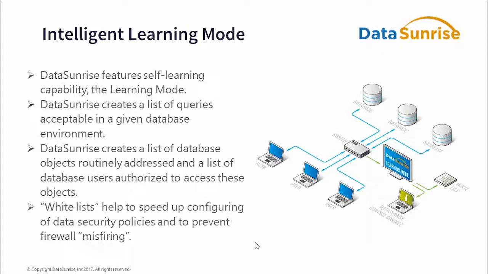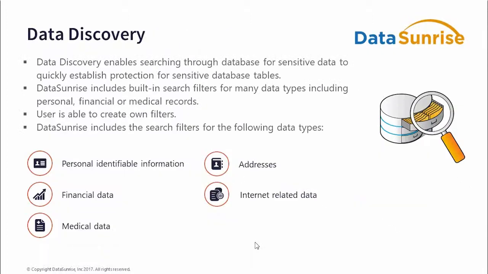DataSunrise also includes self-learning capability. You can use it at the initial stage of the DataSunrise deployment. You put DataSunrise into a test environment and use the self-learning to create a whitelist of queries, database users, and objects that should be treated as safe by default. Self-learning prevents the firewall from misfiring while running in the production environment.